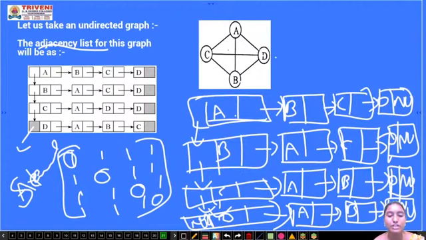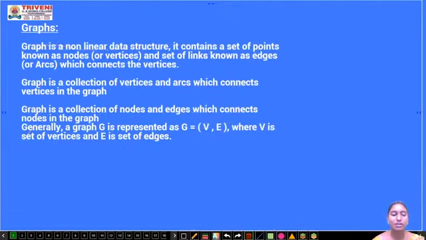Here we can observe these are the graph terminologies in the graphs concept. So what is a graph? Graph is nothing but a collection of vertices and edges. Graph is a non-linear data structure. It contains a set of points known as nodes, and links known as edges, which connect the vertices. Graph is a collection of vertices and arcs which connect the vertices in the graph.